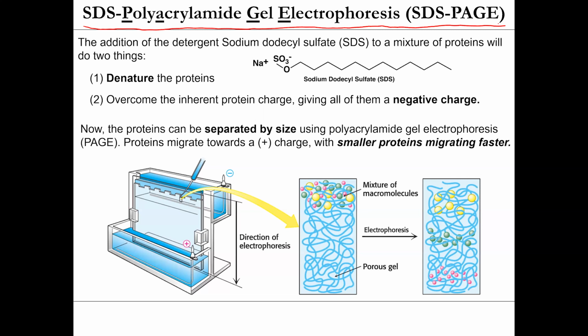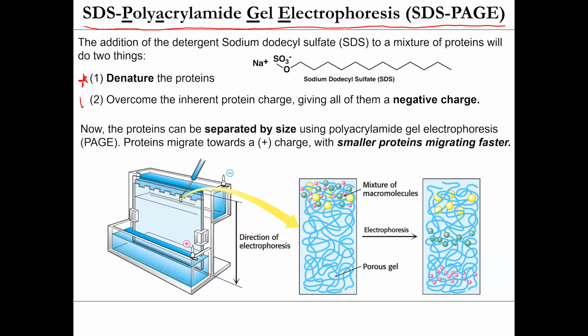So the first step in this technique is to add the detergent sodium dodecyl sulfate, which is also called SDS for short, and you add this to a mixture of proteins that you're wanting to analyze. So SDS does two important things. I want you to remember these two things. Number one, it denatures all the proteins. So the proteins are now not folded into their particular conformation.